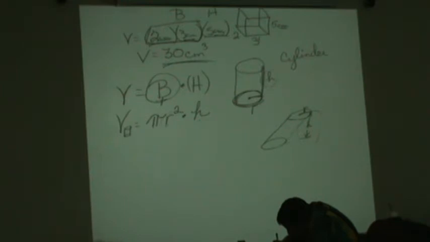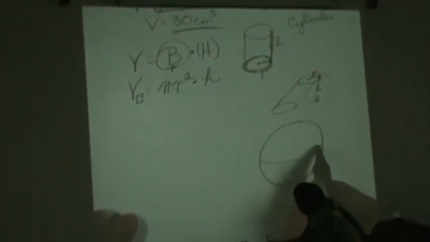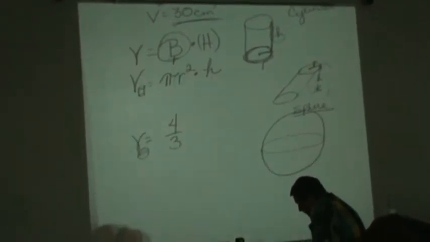Okay? If you have a sphere, you know what a sphere is? It's like a ball. It's like the earth, a globe. This is a sphere. The volume, how much it will hold, the volume of a sphere is 4/3 times pi r cubed.